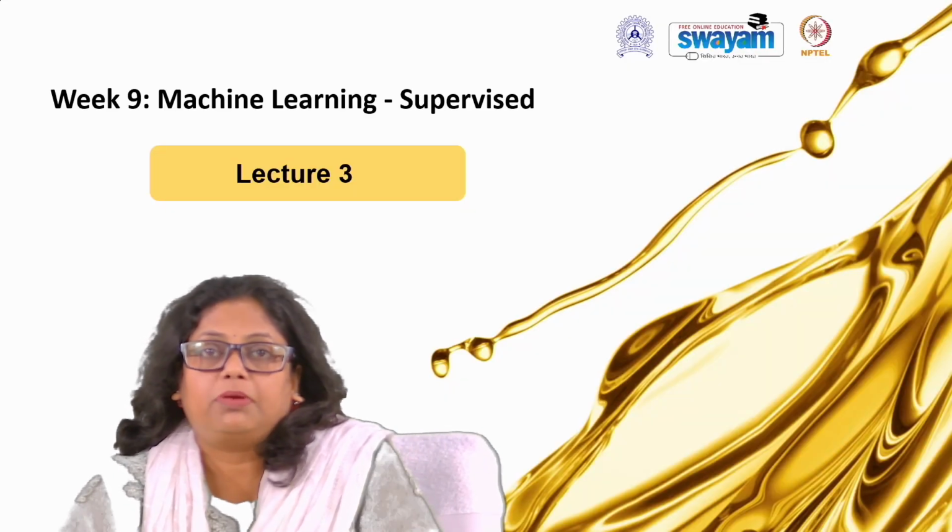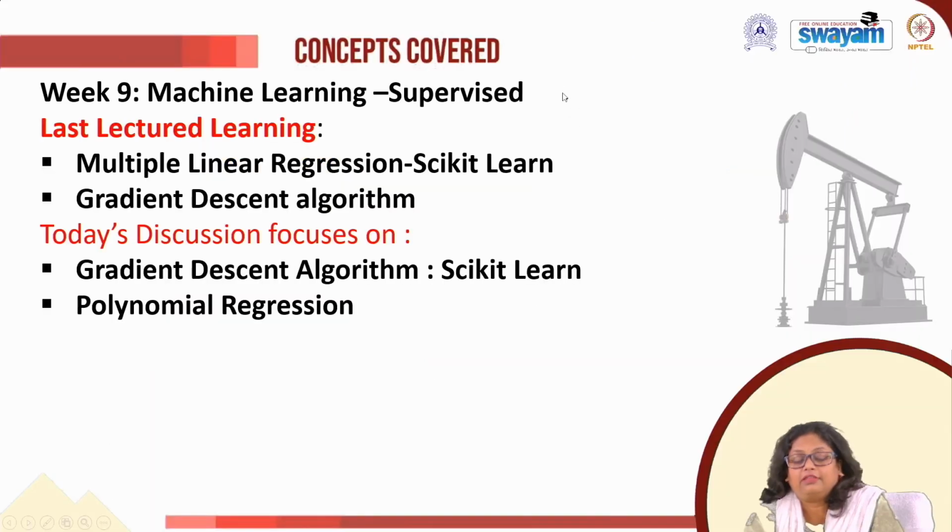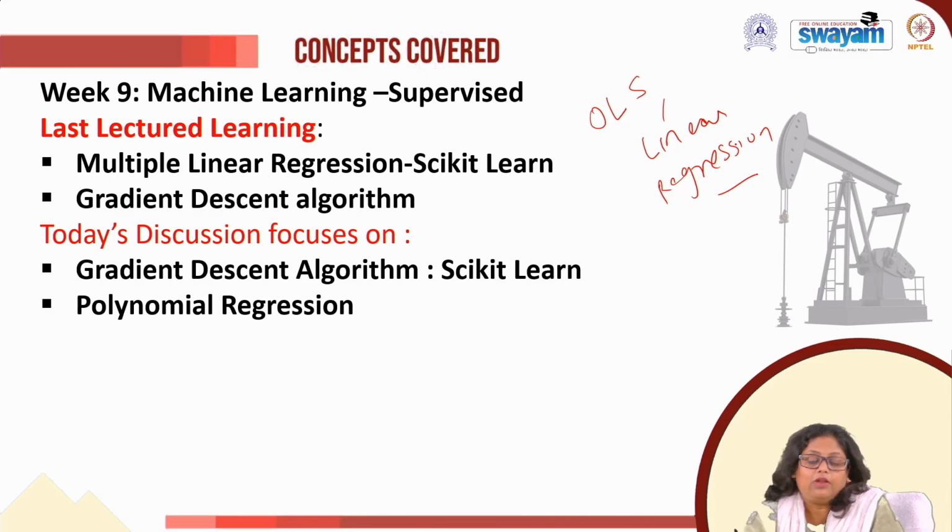We have started the supervised machine learning technique. In the last class, I discussed the ordinary least square method, which we can call a linear regression method. Along with that, we talked about multiple linear regression, and lastly, we talked about the gradient descent algorithm and how it works. In today's discussion, first I am going to focus on the gradient descent algorithm using scikit-learn, and then we will be talking about polynomial regression.